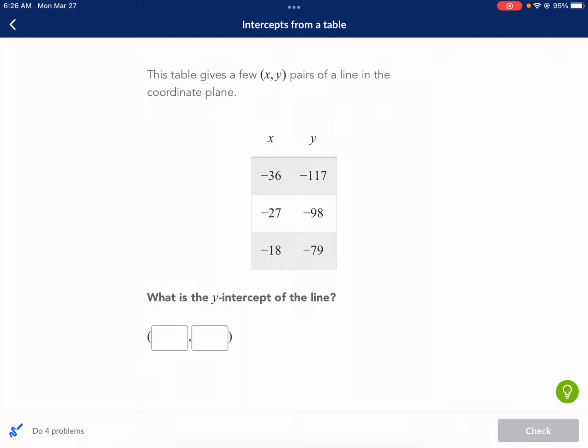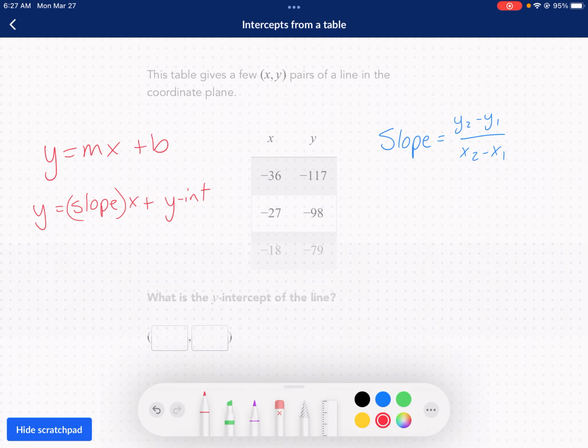So in this Khan Academy, what we need to do is decipher from the table how to create equations and then find points on those equations. Essentially what we have here is this X and Y table, and those are just points. I'm going to pull up this diagram here. This X and Y is just referring to different points. So we could label this as -36, negative 117. That's a coordinate. That's our X, that's our Y, and that's a point.